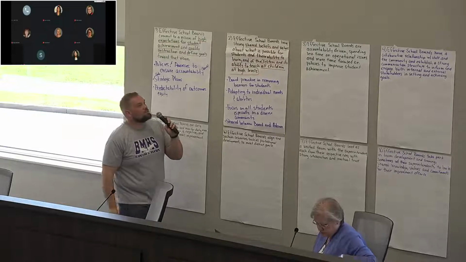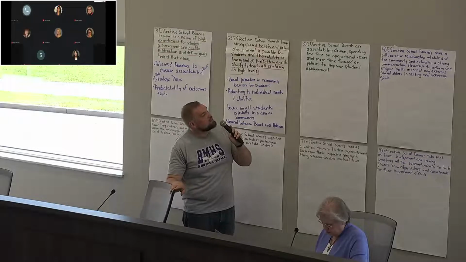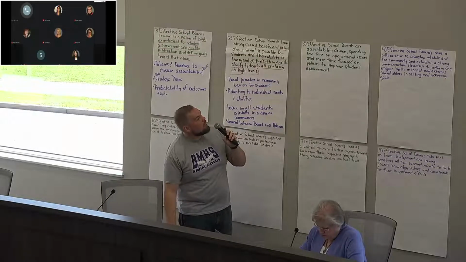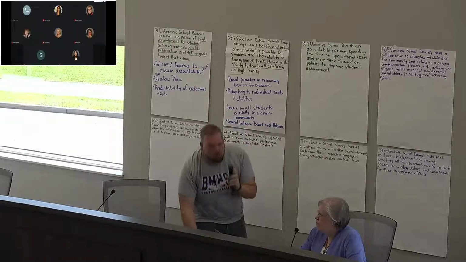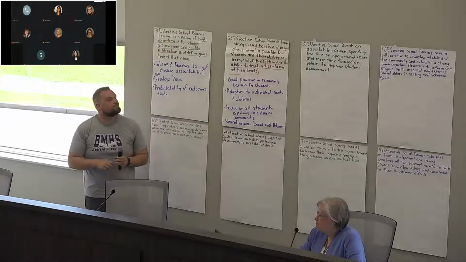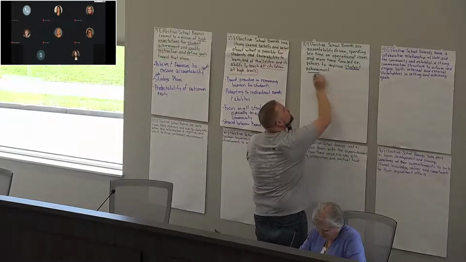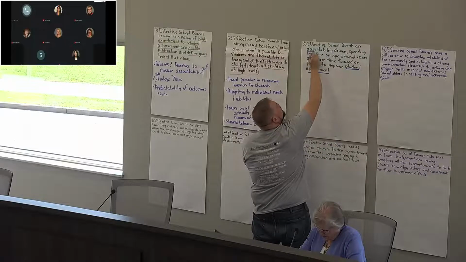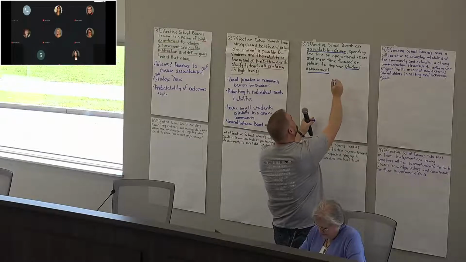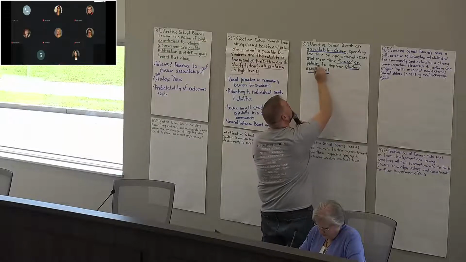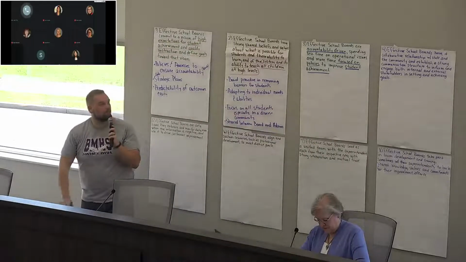Okay. Moving on to number 3. Effective school boards are accountability driven, spending less time on operational issues and more time focused on policies to improve student achievement. What words stand out in number 3? Student achievement. Accountability driven. Focus on policies. Any other words that stand out to anyone?